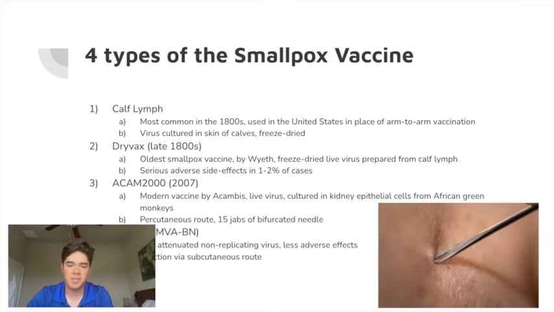And then the last type of smallpox vaccine that we have is Imvanex, which is also a live attenuated non-replicating virus, which will have much less adverse effects than the ACAM 2000 and the Dryvax, and the injection used here is via a subcutaneous route.